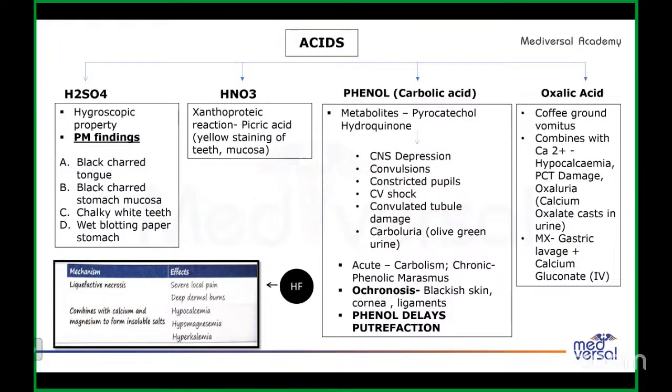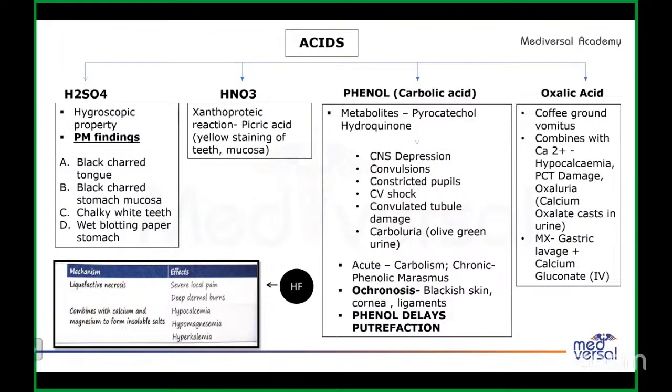A very important finding that is found in the cornea, the pinna, the ligaments is something where pyrocatechol and hydroquinone will accumulate, leading to a feature called ochronosis. Ochronosis is the blackish discoloration of these segments that I talked of: the pinna, the cornea, the skin, the ligaments. And one more thing, phenol delays putrefaction. So I always remember it as P delays P. Phenol delays putrefaction is a point that has been asked previously.